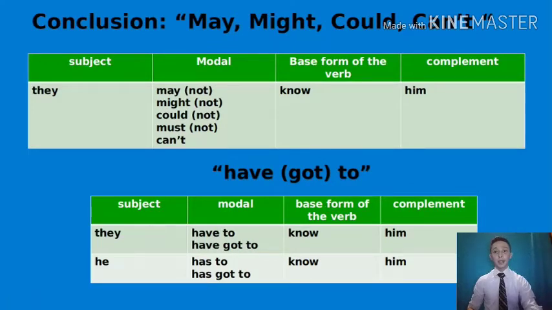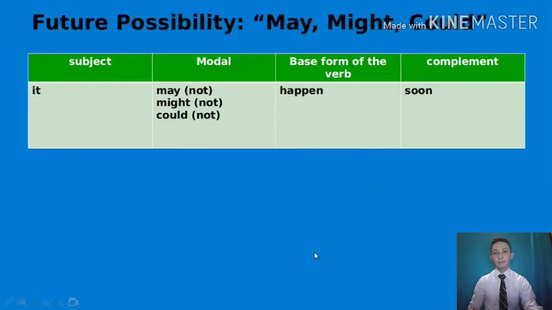And we can also make conclusions using have got to. And we have here, they have to know him, or they have got to know him. If we are using the third person, he or she, we use has. He has to know him, or he has got to know him. Let's move to the next slide.